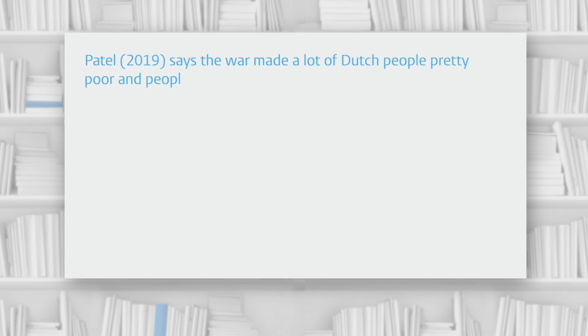If you overuse academic words or use them in the wrong context, then your reader will find it very difficult to understand your writing. It is about finding the right balance. This can be seen in the example here. Patel says the war made a lot of Dutch people pretty poor and people had to eat tulips to stay alive. This example is in an informal style and uses colloquial phrases such as a lot of and pretty poor.